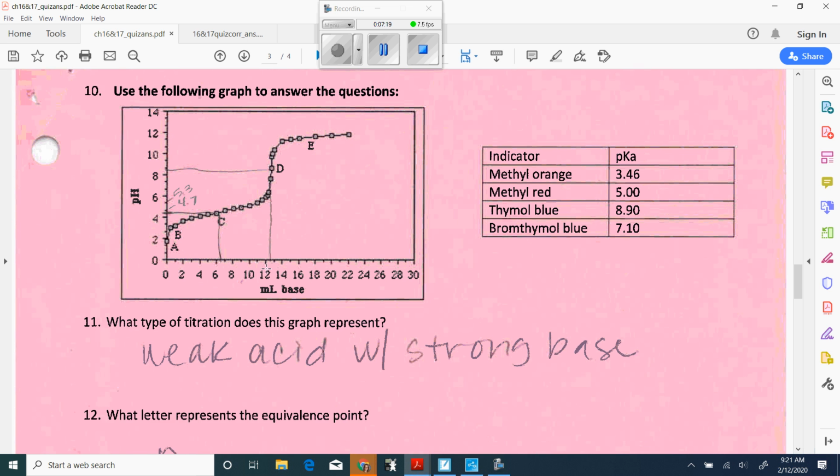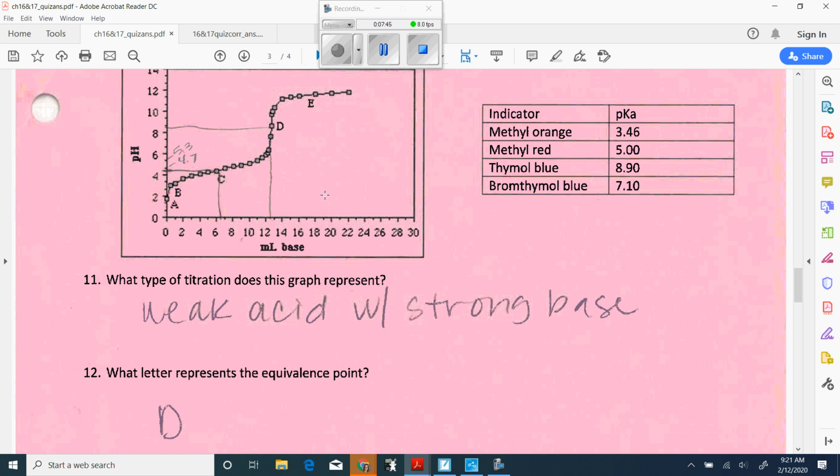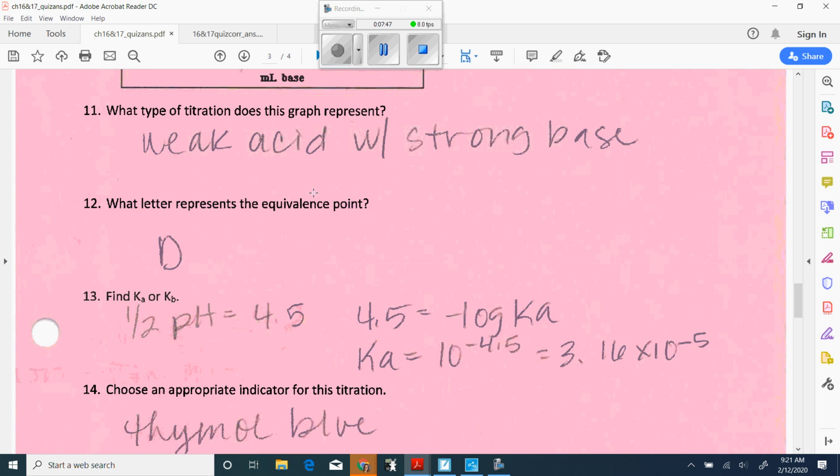Your titration curve. I know that this is a weak acid because my equivalence point is above 7. If it was strong and strong, I'd make a neutral salt. Trick question, pH 7. If it's a weak acid with a strong base, then I make a basic salt. Bases have a pH of greater than 7. So that's a weak acid with a strong base. D is the equivalence point.